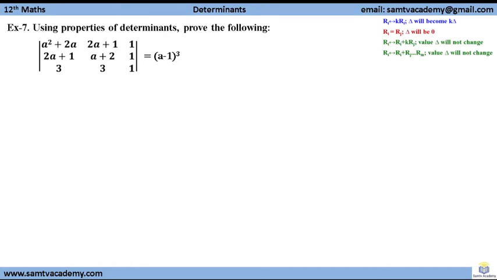I have solved 6 questions in the last lectures, and now this is the 7th question that I have chosen from the previous year papers. So now let's start. We have to prove that this left hand side is equal to a minus 1 whole cube.